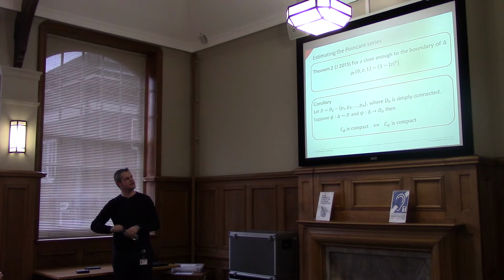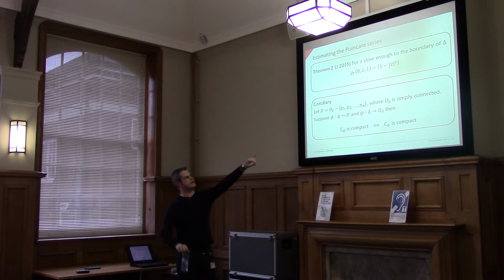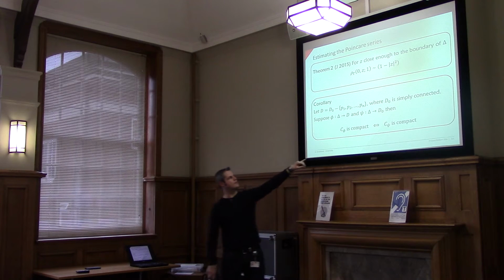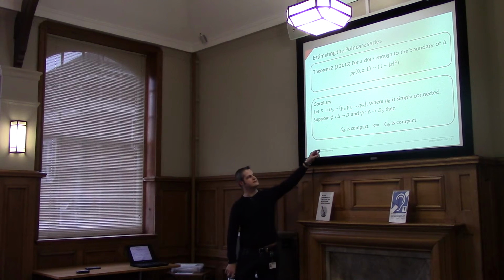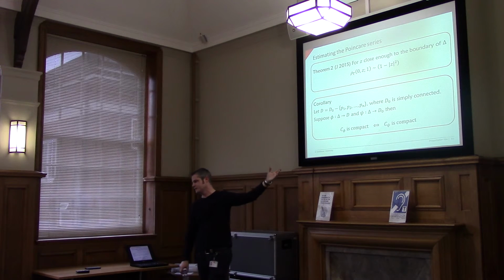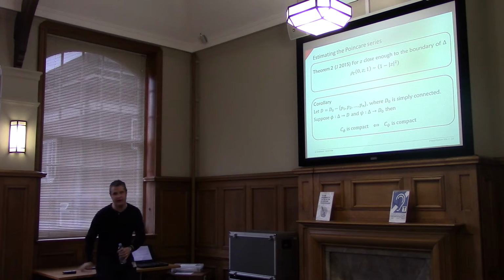No, any phi. So D0 is the simply connected domain. You remove the point from D. So the compactness only depends on the simply connected bit. If you remove points from the phi, it's not any phi, any psi. It's just any. Those two functions basically.